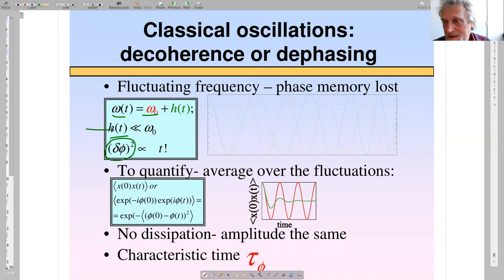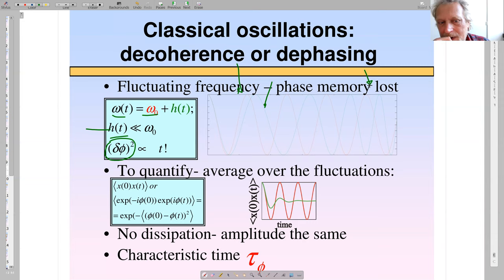Even small fluctuations of frequency sooner or later will result in decoherence, in losing the phase memory. I just illustrated it with two oscillations that have slightly different frequency. As we see, at small times the two oscillations are more or less the same, but after some time they're in opposite phases, so the phase difference becomes big.